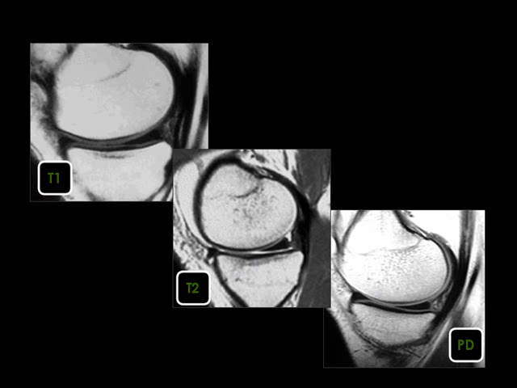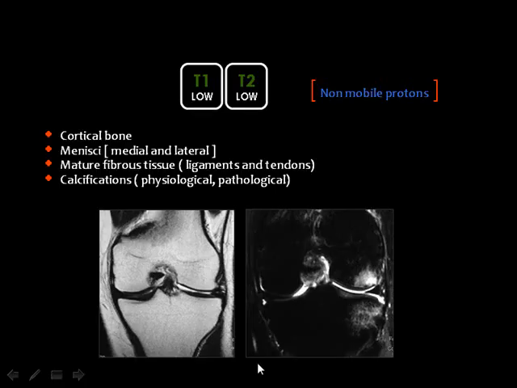And you know that the articular cartilage, which is the cartilage covering the femoral condyle and the tibial condyle, should contain water. The articular cartilage should contain water. Then the cartilage will be black in the T1 and will be bright in the T2 weighted image. And this is the way.